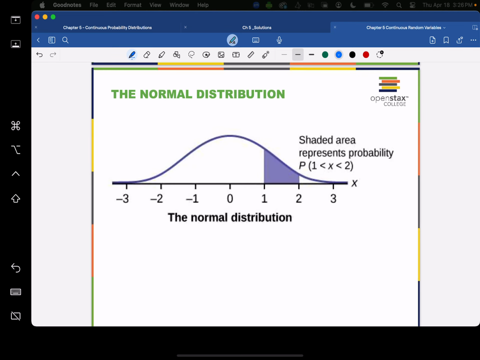And here's our favorite, the normal distribution. And so again, we already did this. These integers represent standard deviations. The mean is right here, and we're going to get into this in chapter 6 even more. The mean is the center.